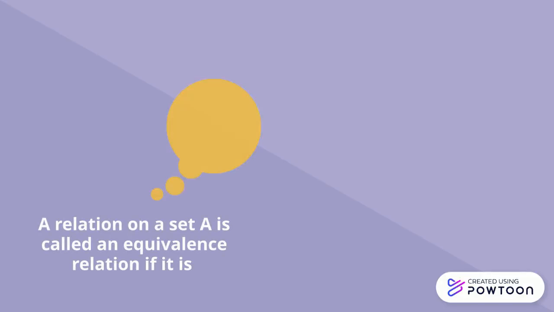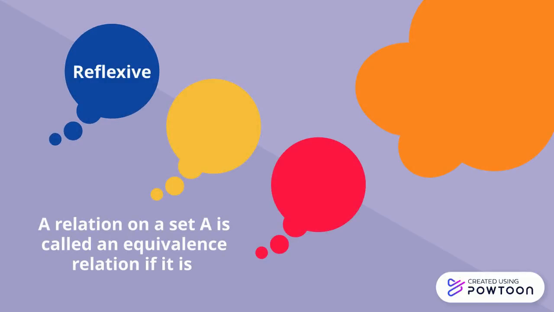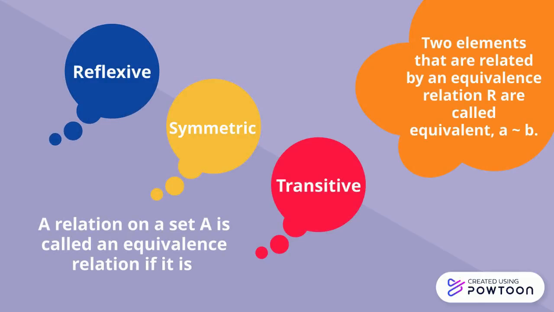Now, moving on to equivalence relation, which is simply a relation that is reflexive, symmetric, and transitive. And we say that two elements that are related by an equivalence relation are called equivalent and denoted as shown below.